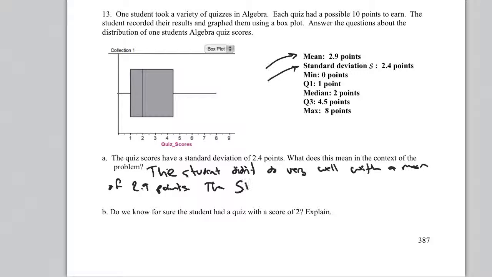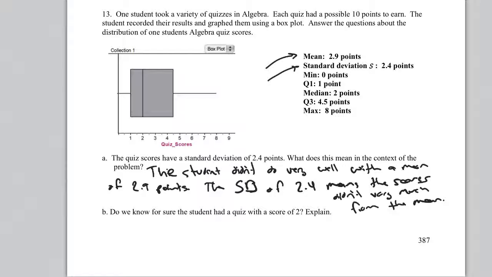The standard deviation of 2.4 means the scores didn't vary much from the mean. Another way to look at that, if you look at the IQR, is 3.5 points, 4.5 minus 1. It means most of his scores were right there between 1 and 4.5, 50% of his scores. It's not varying much from the mean. So that's kind of what that standard deviation means.